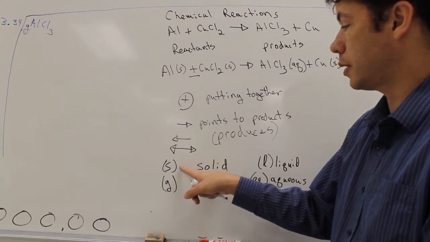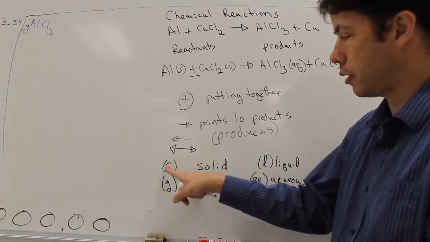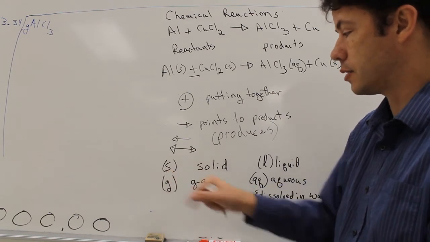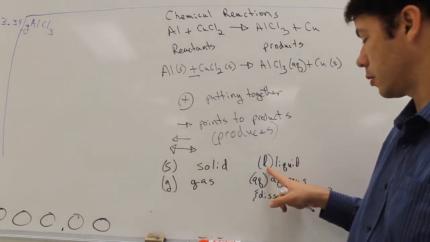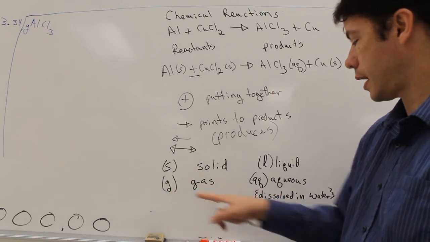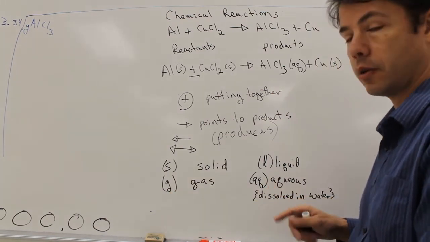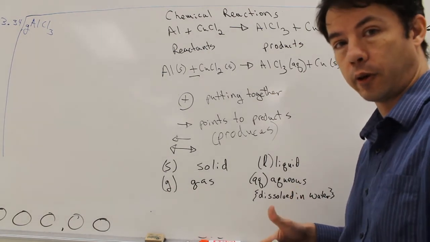So, with that said though, if you do see these in parentheses and they're lowercase, that's important. Lowercase s means solid, cursive l means liquid, g means gas, and then aq, don't freak out when you see it, it just means aqueous, and what does that really mean? It means you dissolved it in water first.